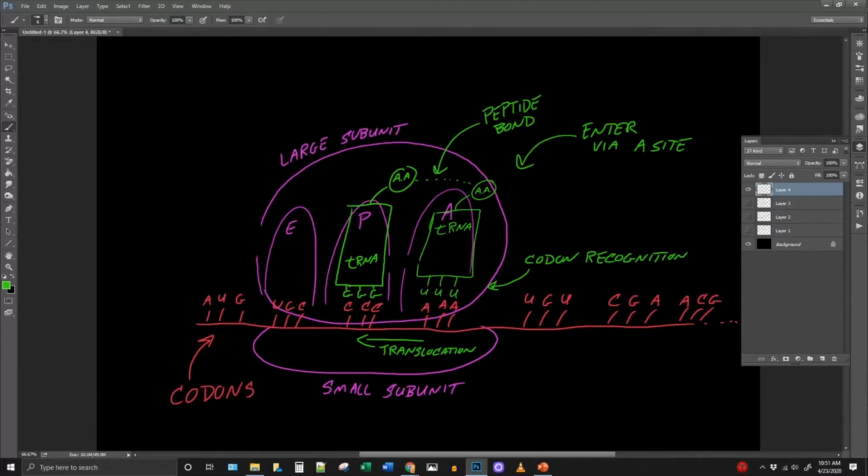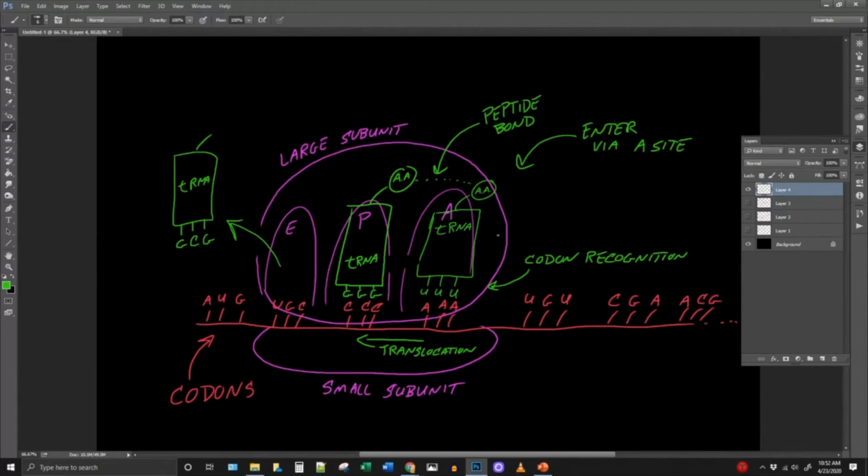Now, when we translocate again, the one in the P site is going to let go of its amino acid, and it's going to end up here in the E site, which is the exit site. So this one would say G, C, G. It's going to leave empty. It's lost its amino acid.